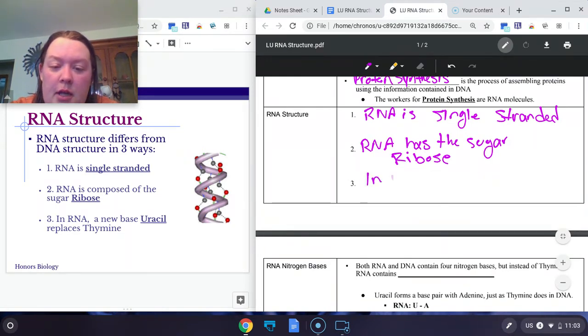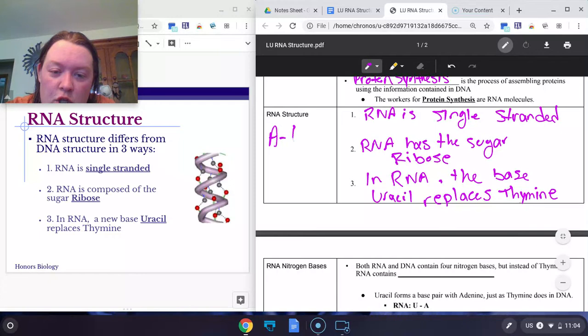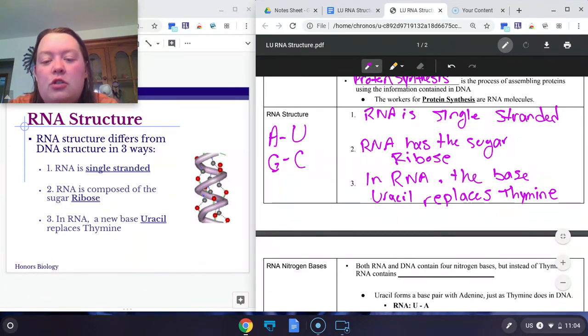And also in RNA, the base uracil replaces thymine. Meaning that in an RNA molecule, RNA has the letters A, U, G, C. RNA does not have T, that's replaced by the letter U, which stands for uracil.